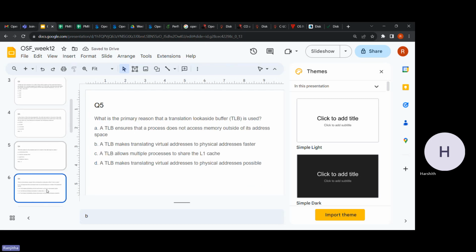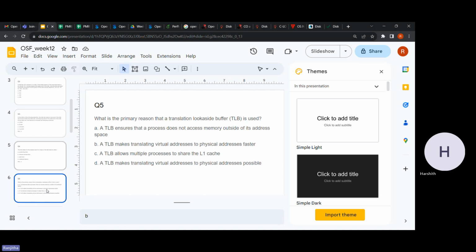The next question: what is the primary reason that a translation lookaside buffer is used? A TLB ensures that a process does not access memory outside its address space. TLB makes translating virtual address to physical address faster. TLB allows multiple processes to share L1 cache. TLB makes translating virtual address to physical address possible. So the primary reason is to make the virtual to physical memory address conversion faster.